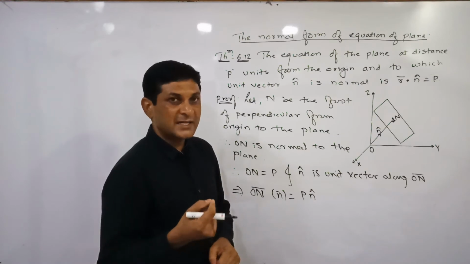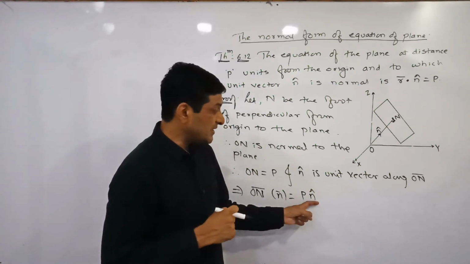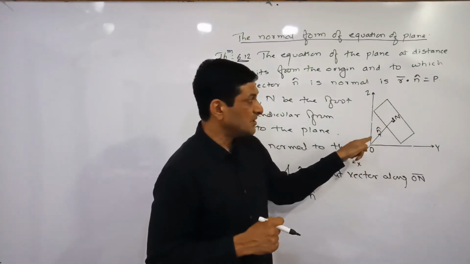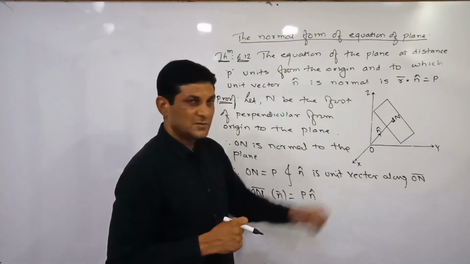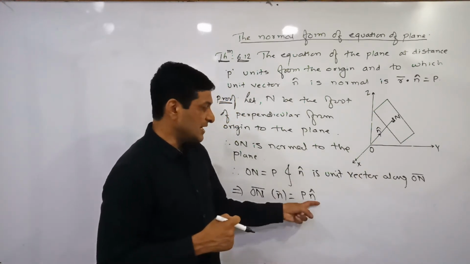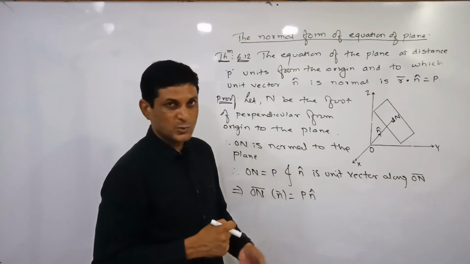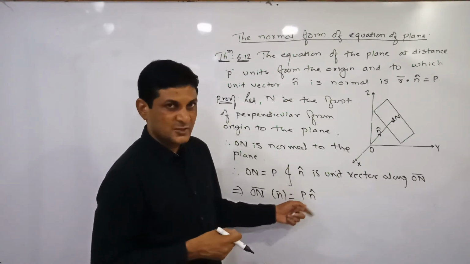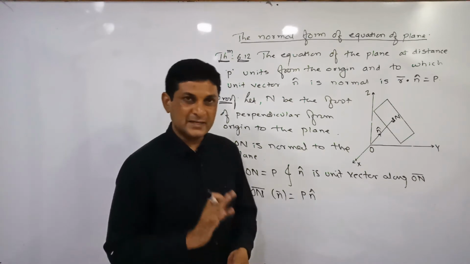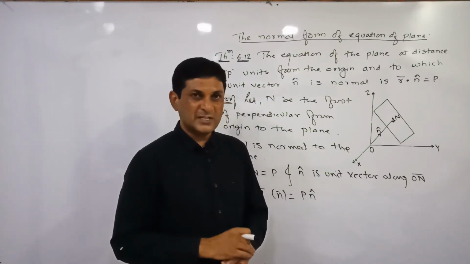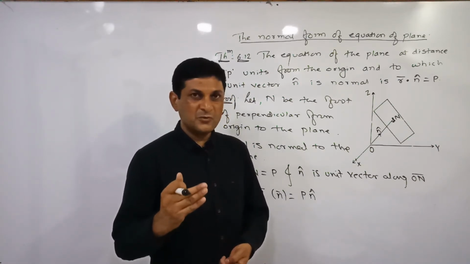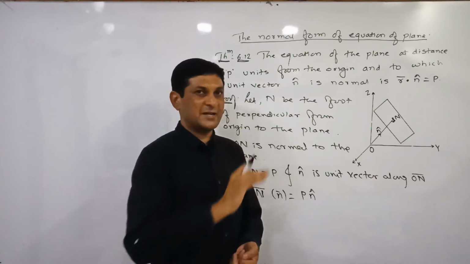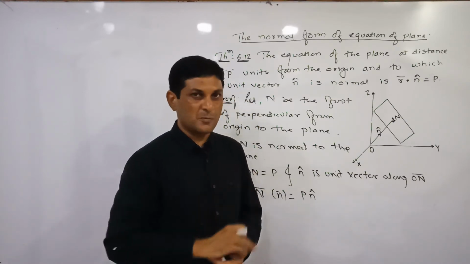Now the direction of ON bar, whether N cap represents its direction. Yes, we have written that N cap is a unit vector along ON bar. So N cap represents the direction of ON bar. This side represents the magnitude and direction of ON bar. Getting it? So once this value is known to us, now we will focus on our required result. We are finding the equation of the plane here.